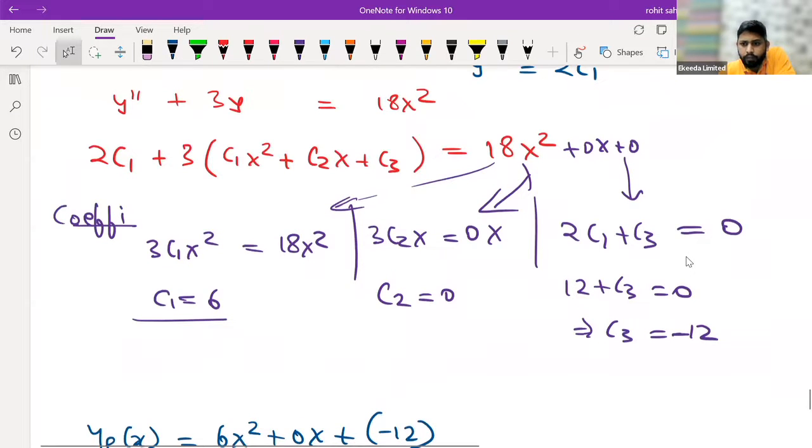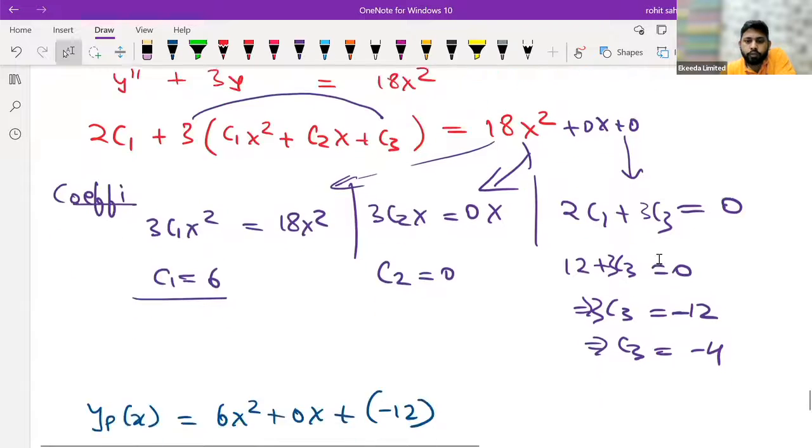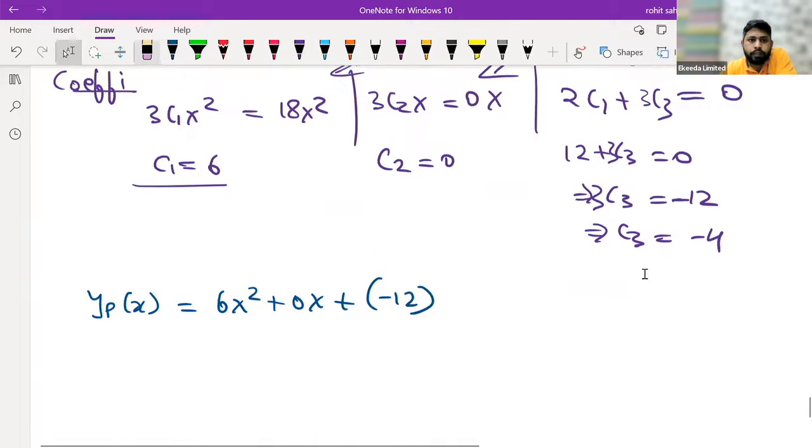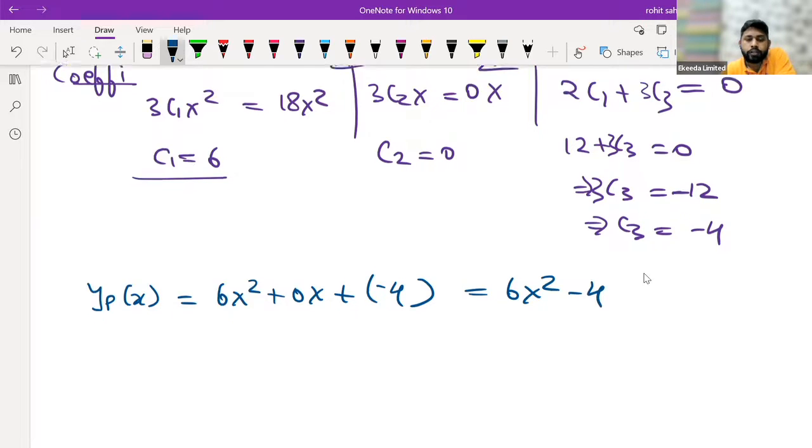it should be pi 2, yes it is 2, right? Yes, 3c3 is this, and 2c1, okay, there is a little mistake here, this is 3c1, look. Constant part 3c3, 3c3 becomes minus 4. Okay, that 3 was missed, so this should be minus 4. Now this is fine, so this is cx square, 6x square minus 4. This is your particular solution.